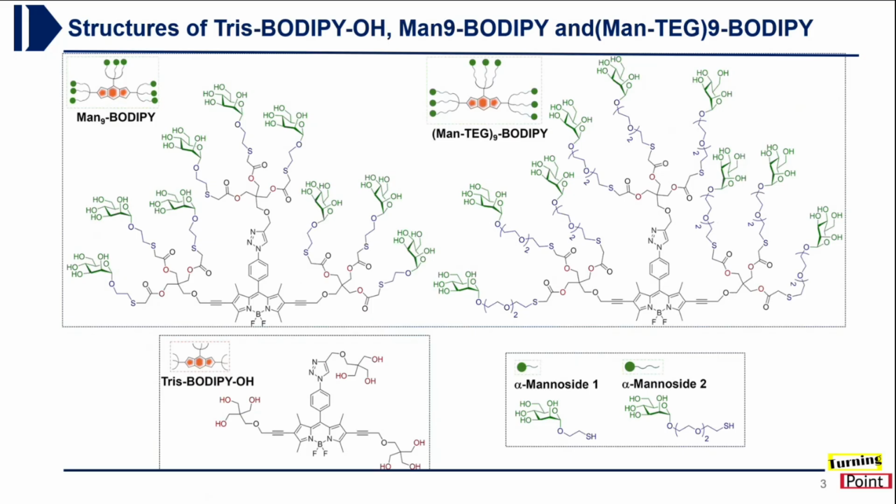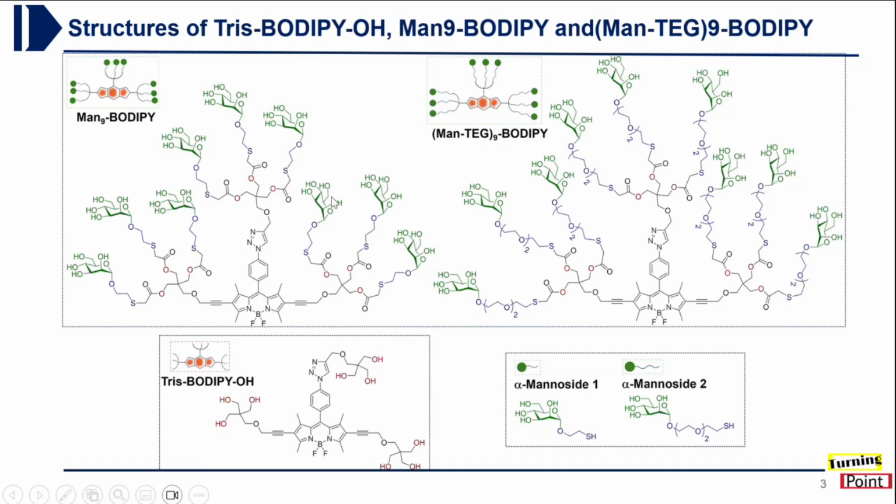Now, before going further, let's look at the structures of tris BODIPY OH, then man9 BODIPY, and man tetraethylene glycol BODIPY. First, they had already studied the tris BODIPY OH in their previous reports. So further, they moved to the next step: this tris BODIPY OH, having 9 free OH groups, they glycosylated with mannose. That becomes the man9 BODIPY, with BODIPY at the center and 9 mannose units at the outside.